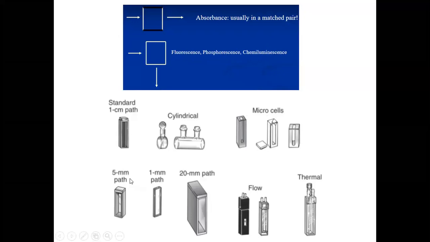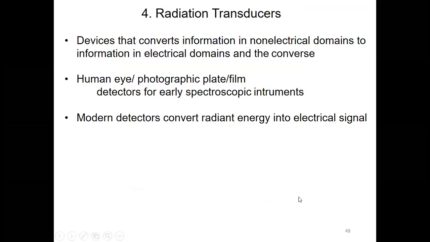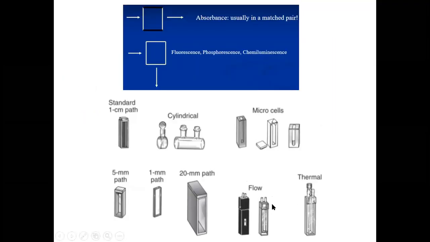And there are 5 millimeter, 1 millimeter path length cells and 20 millimeters. So different types of cells, and there's an instrument called flow cytometry. In that case, the solution or the sample should not be steady. There should be a way to flow the sample. So in those cases, this type of cell will be used.